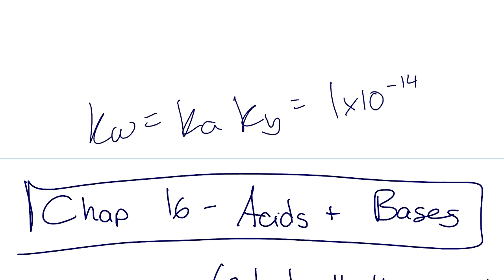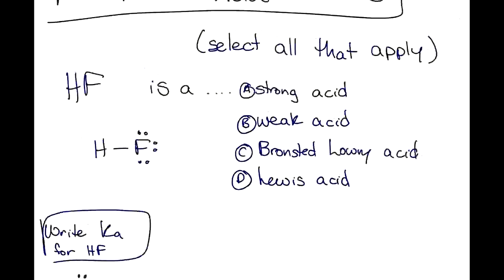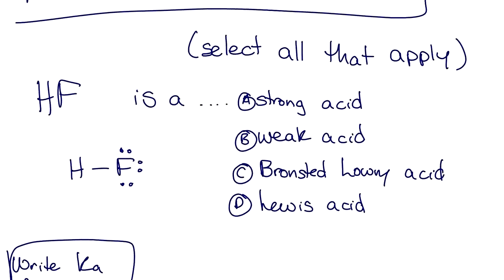We just use the table. But it's still the same stuff. All right, so let's do this. Okay, HF is a what? Select all that apply. Is it a strong acid? No. Is it a weak acid? Yes. Is it a Bronsted-Lowry acid? Can it donate a proton? Yeah, there's a proton on it.